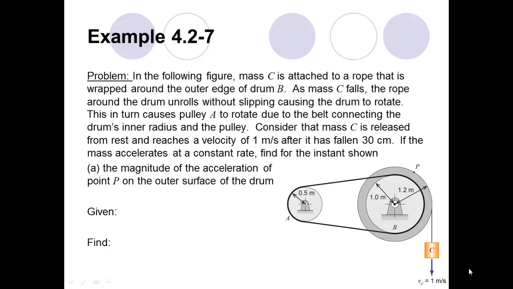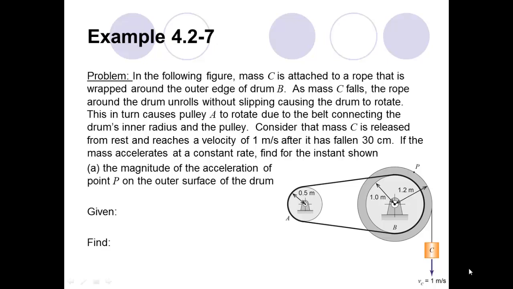Consider that mass C is released from rest and reaches a velocity of 1 meter per second after it has fallen 30 centimeters. If the mass accelerates at a constant rate, find for the instant shown, A, the magnitude of the acceleration of point P on the outer surface of the drum.